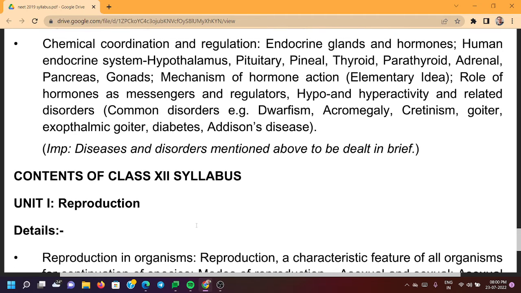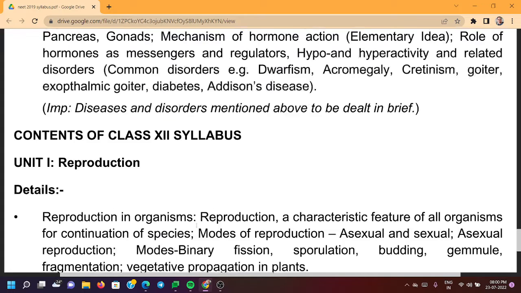Common disorders, for example: dwarfism, acromegaly, cretinism, goiter, exophthalmic goiter, diabetes, Addison's disease. Important diseases and disorders mentioned are to be dealt with in brief.